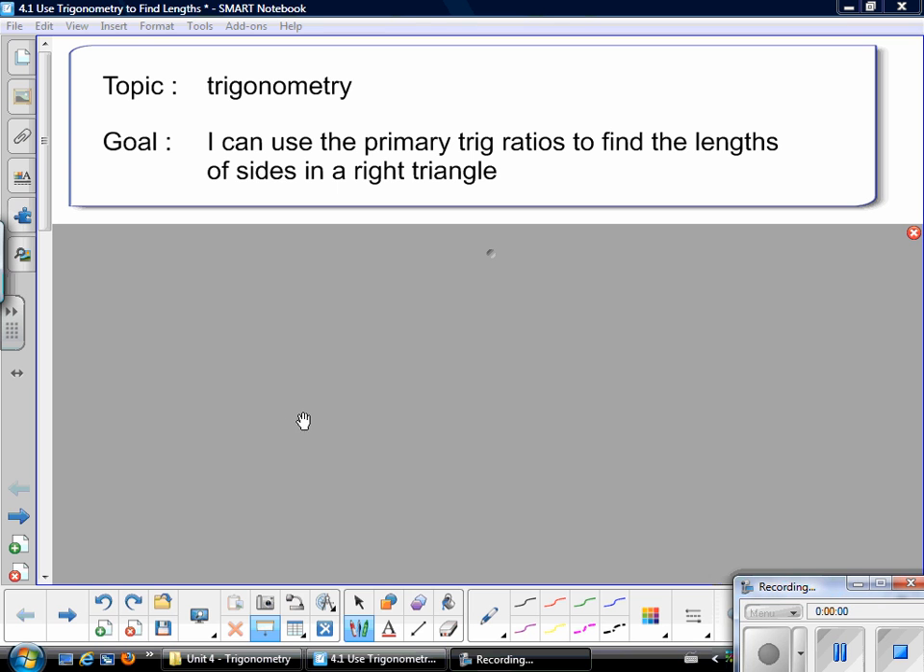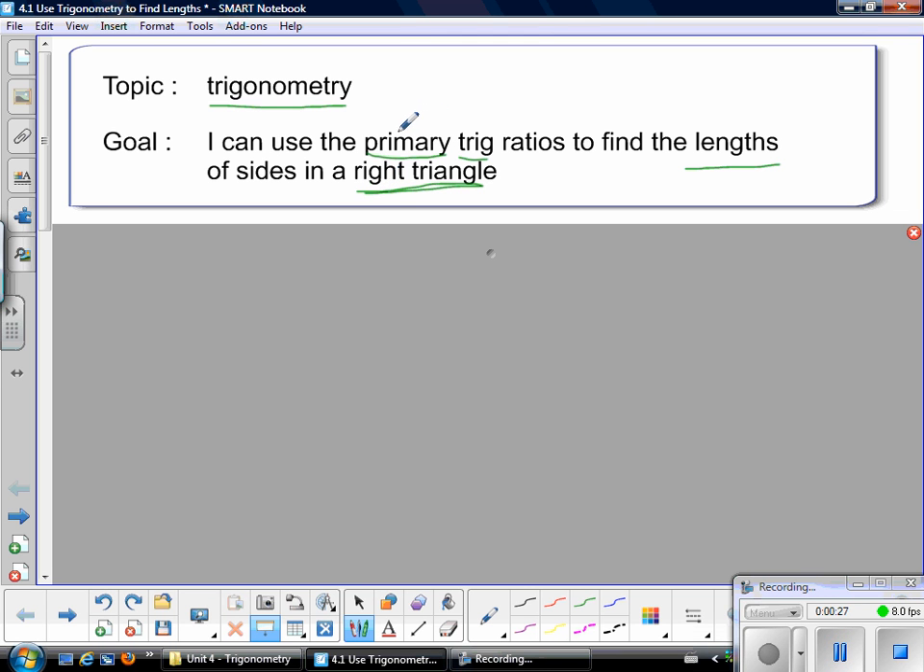Okay, today what we're looking at is our new unit, Unit 4, and the topic is trigonometry. Now, you've studied trigonometry before, and trigonometry is the study of triangles. Okay, so today our goal is going to be, I can use primary trig ratios to find the lengths of the sides of a right triangle. Okay, so primary trig ratios.